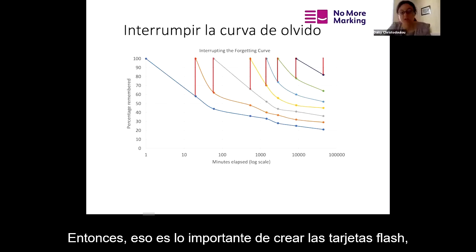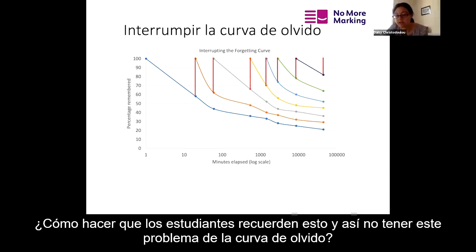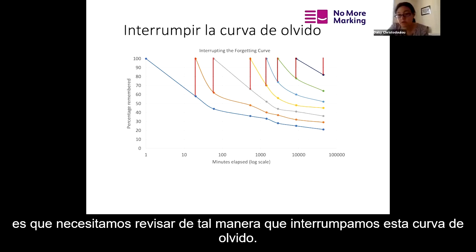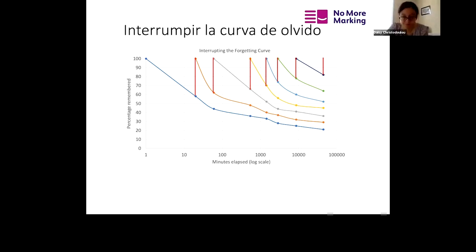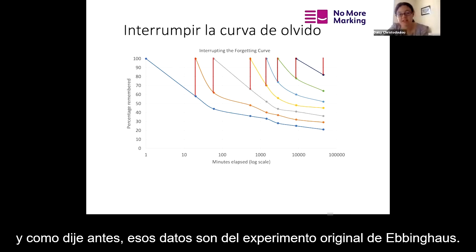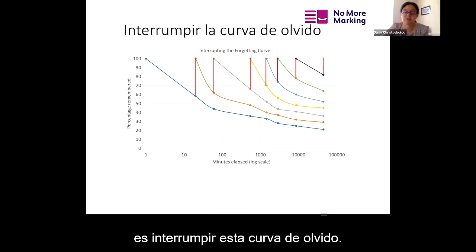Okay, so that's the bit about creating the flashcards. The next thing is, well, how are you going to get students to remember these and to not have this forgetting curve problem? So the next thing we need to do is we need to revise in such a way that we're going to interrupt this forgetting curve. So let's just remind ourselves of the forgetting curve. We saw that on a previous slide. That's a forgetting curve. And as I said before, that data is from Ebbinghaus's original experiment. Now, what you want to try and do now is to interrupt this forgetting curve.